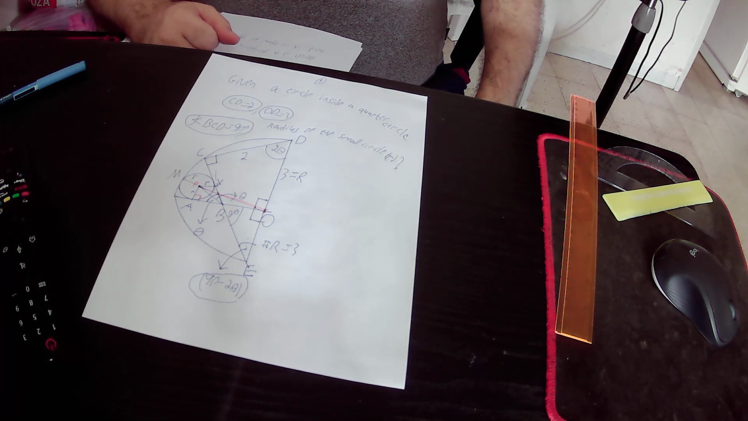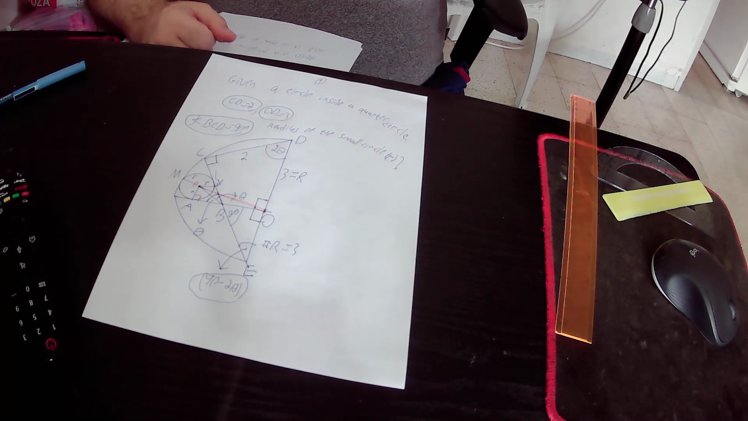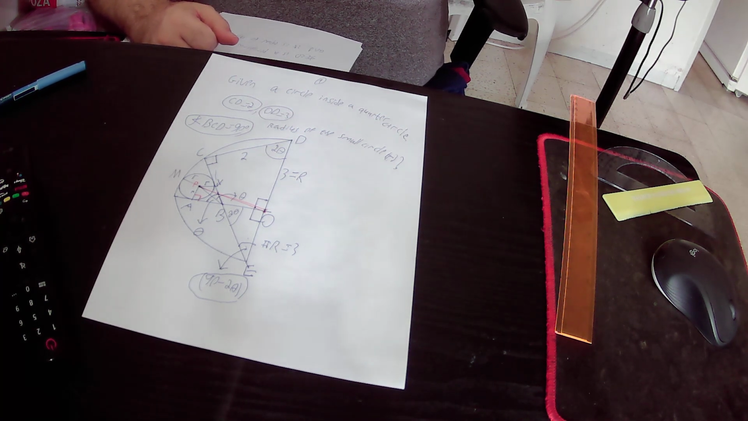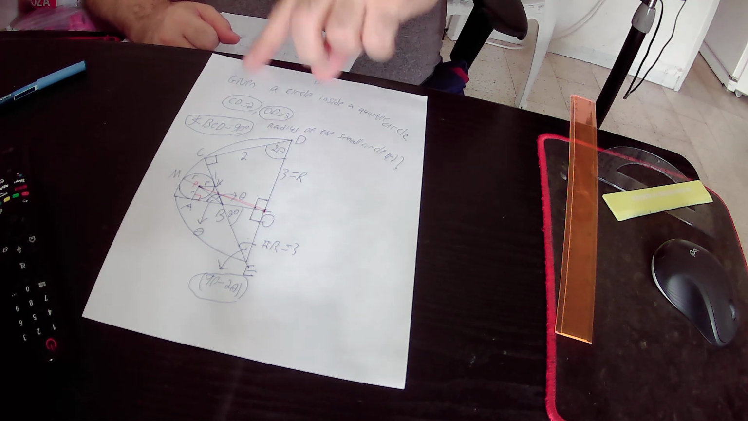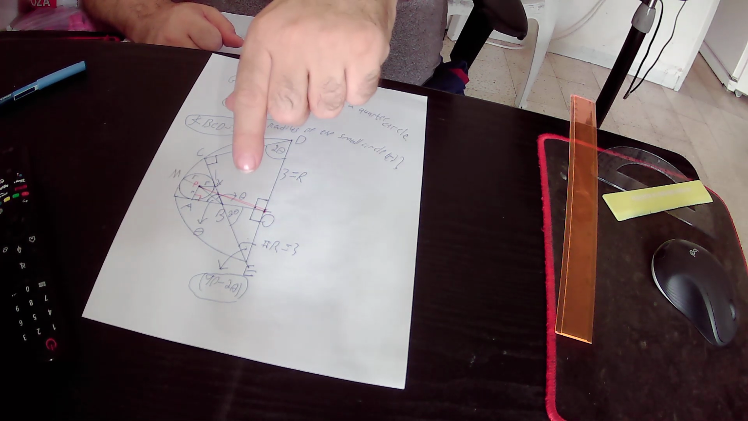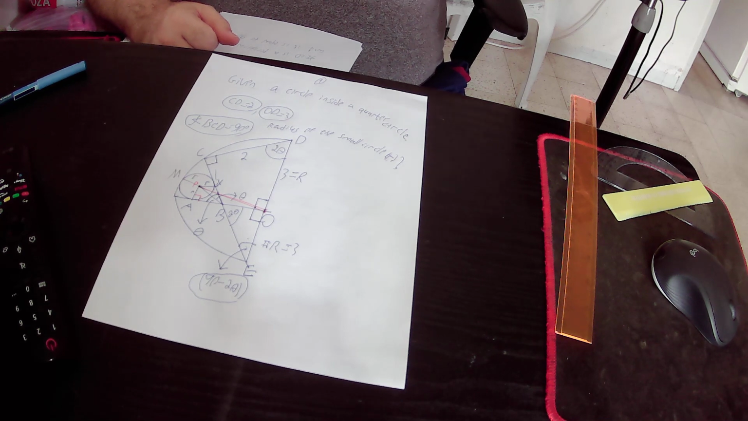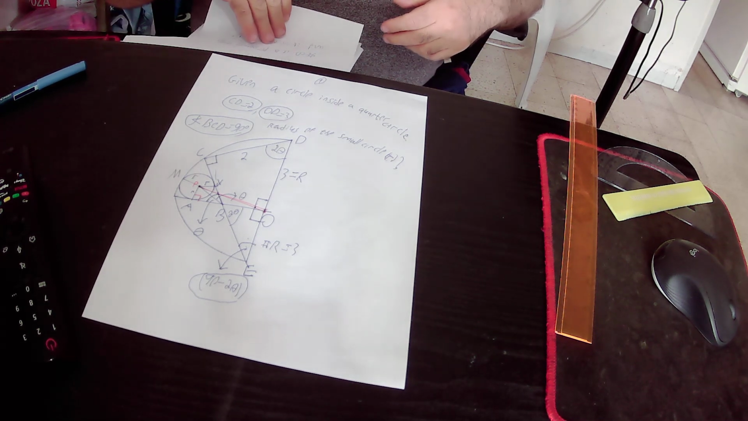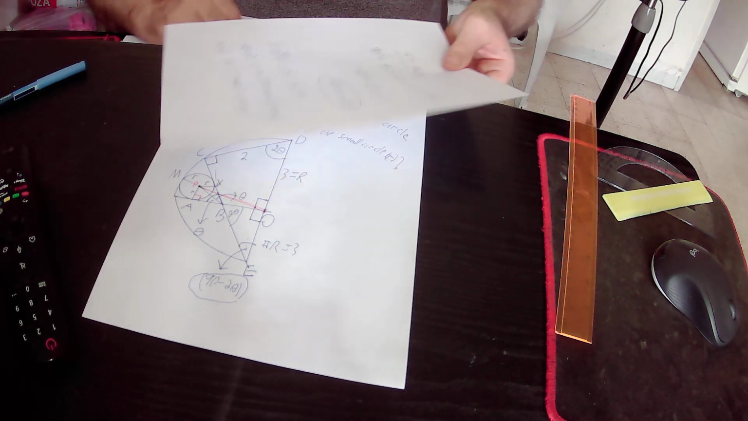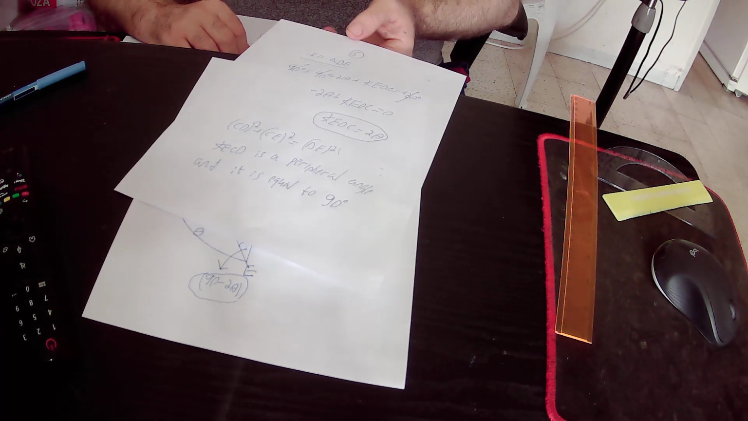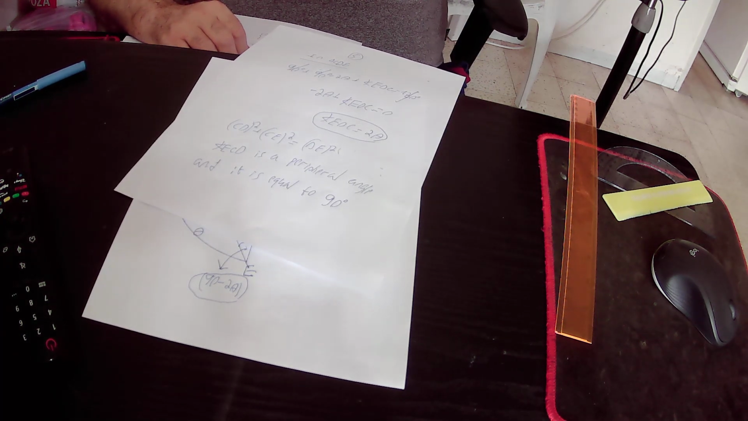Then we focused on triangle CDE, the big triangle. We noted that it is a right triangle, and we can implement the Pythagorean theorem that states that CD square plus CE square equals DE square. Okay. CD square plus CE square equals DE square.